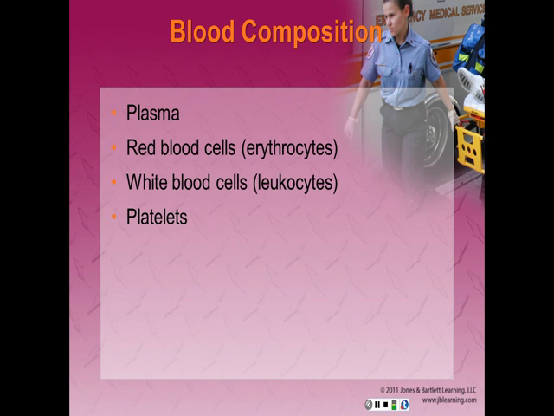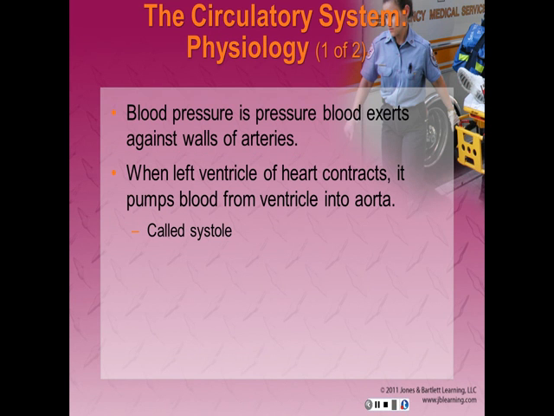Blood composition. Blood is comprised of plasma, which is the liquid portion of the blood, and it contains water, which is a primary component, proteins, also a primary component, oxygen, carbon dioxide, nitrogen, nutrients, and cellular wastes. Red blood cells are also known as erythrocytes, and they contain hemoglobin, which provides blood its color and it carries oxygen. And white blood cells are also known as leukocytes, and they play a role in the body's immune defense to fight infection. Platelets are essential in the initial formation of a blood clot.